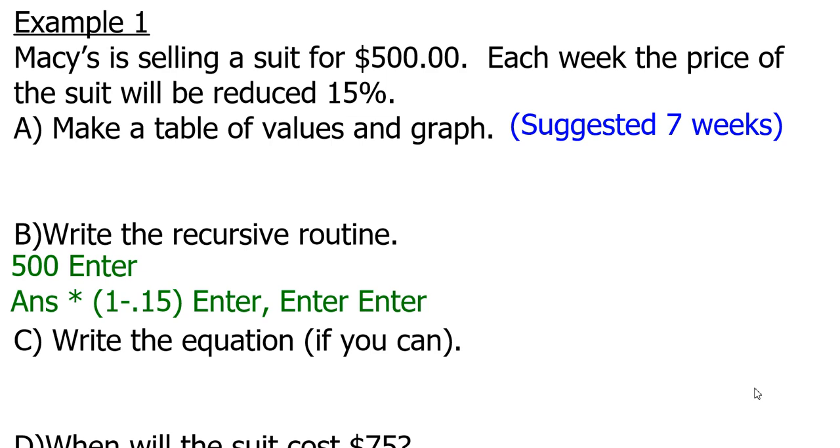And percentages are always out of 100. So 100 out of 100 is the 1, the original. 15 out of 100 is our 0.15.